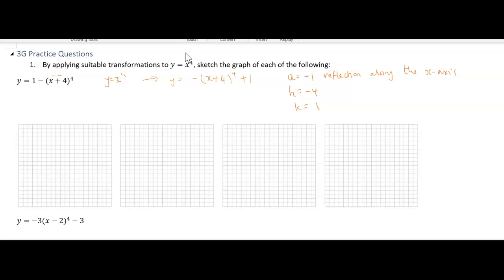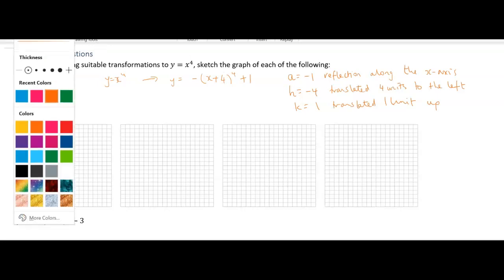H is negative 4, so it's shifted or translated 4 units to the left, which is the same as the negative direction of the x-axis. K equals 1, translated 1 unit up. All right, so what we're going to do is look at the basic parabola first.